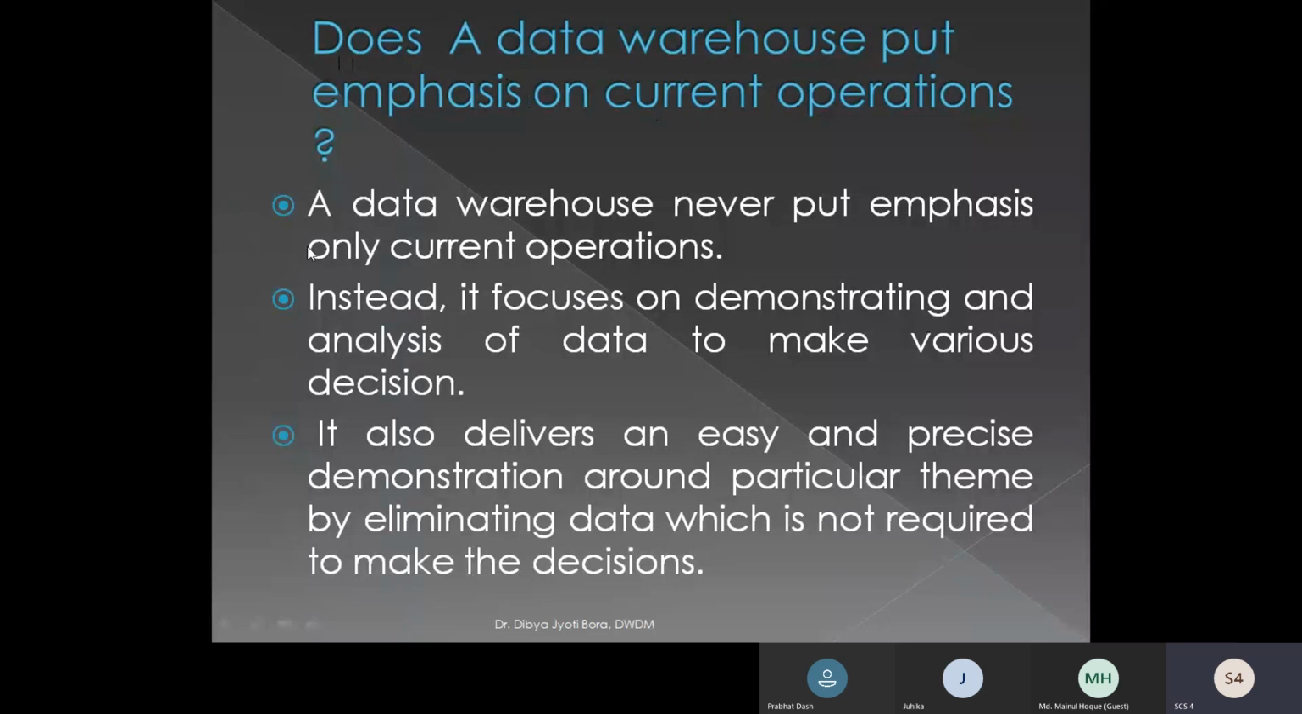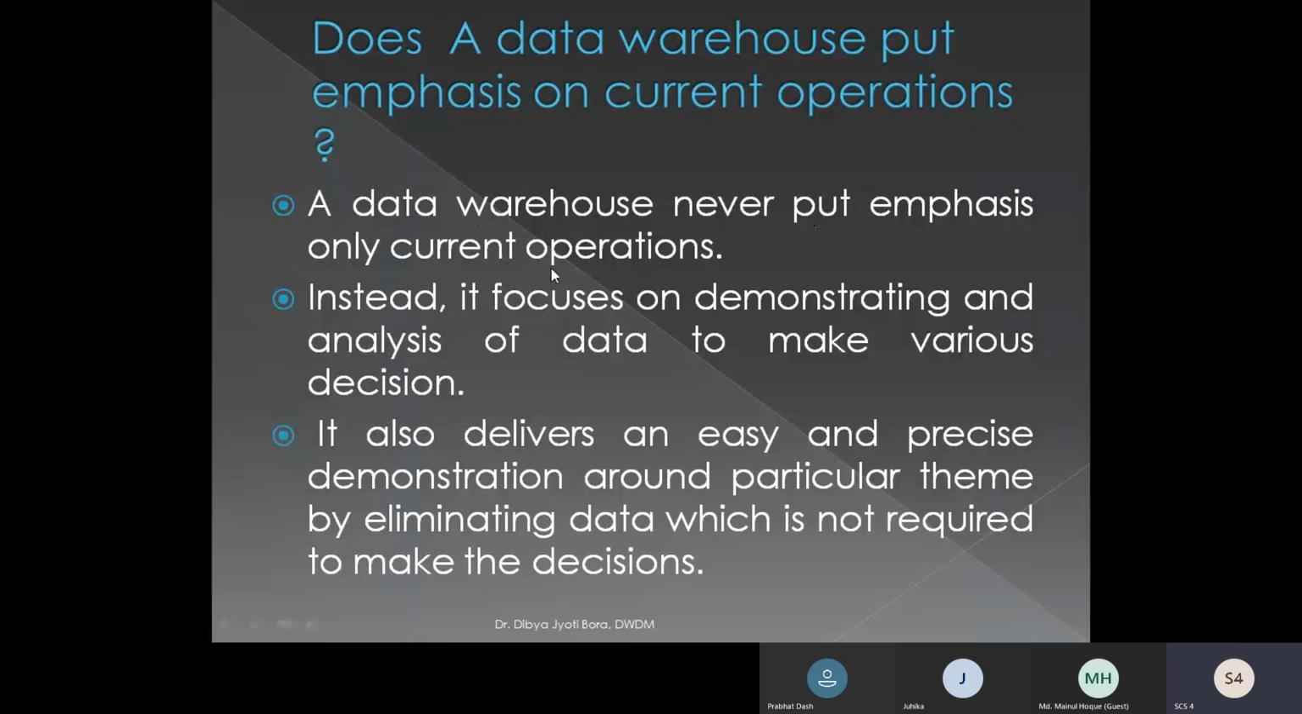Then the answer is no. A data warehouse never puts emphasis on current operations. Instead, it focuses on demonstration and analysis of the data to make various decisions, right? You also have seen that we concentrate on interval-based data, or the past summary of the data. Instead of focusing on current operations, or the data that is the result of current operations, we focus on past data or previous years' data.